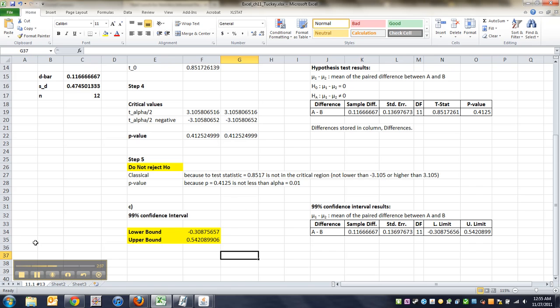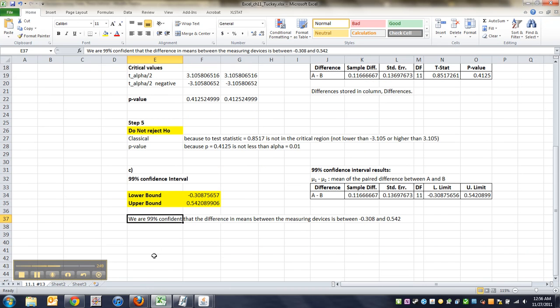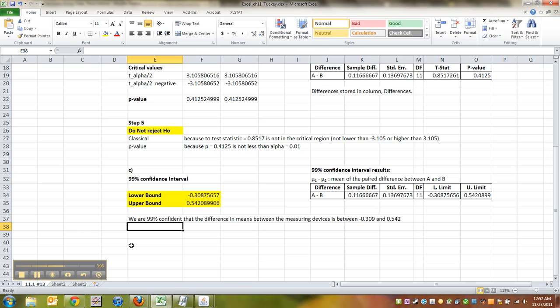Part D says to draw a box plot of the difference. Oh, here, let me go grab the question. Oops, I forgot that we had to interpret the confidence interval. It says something to the effect that we are 99% confident that the difference in means between those two devices is between negative 0.3087, I should say 0.309, and 0.542. The velocity, they didn't really give us a unit, so who knows if it's millimeters per second or meters per second, we don't know.